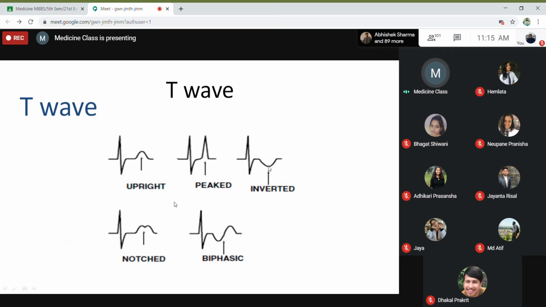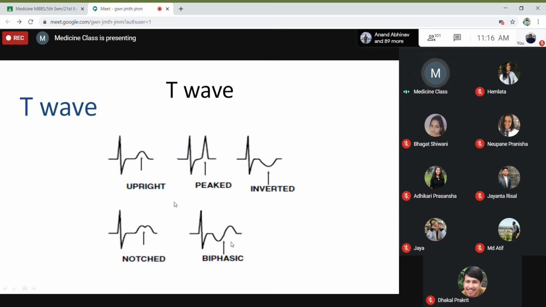Okay. So this is an upright T wave. This is peaked, inverted, notched, and biphasic T waves. So these are various morphologies of T waves. This one is normal. This peaked T wave may be because of hyperkalemia. The upright tall T wave may be because of ischemia.